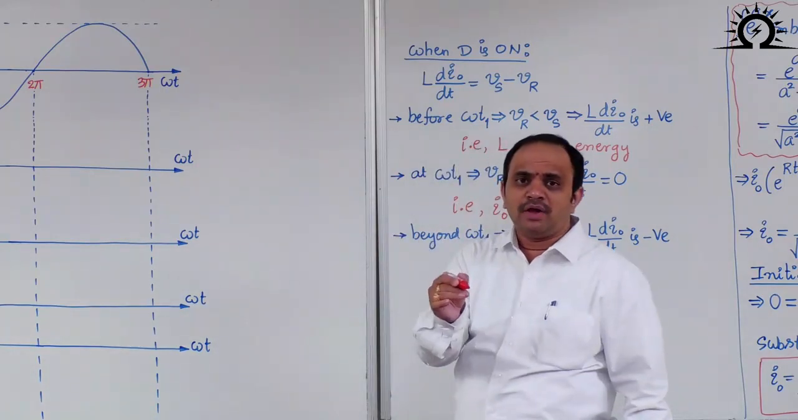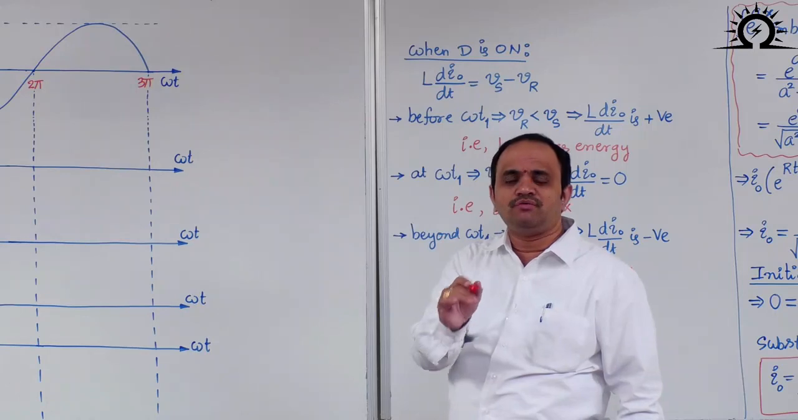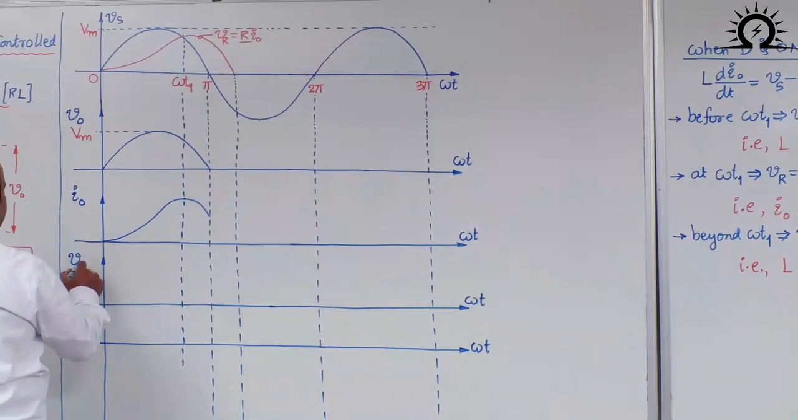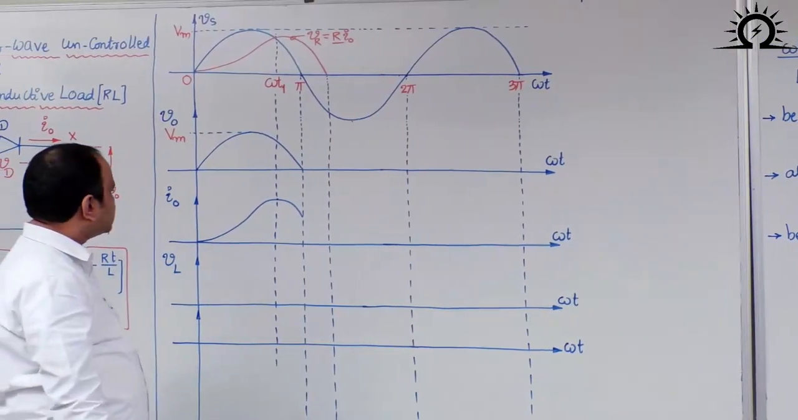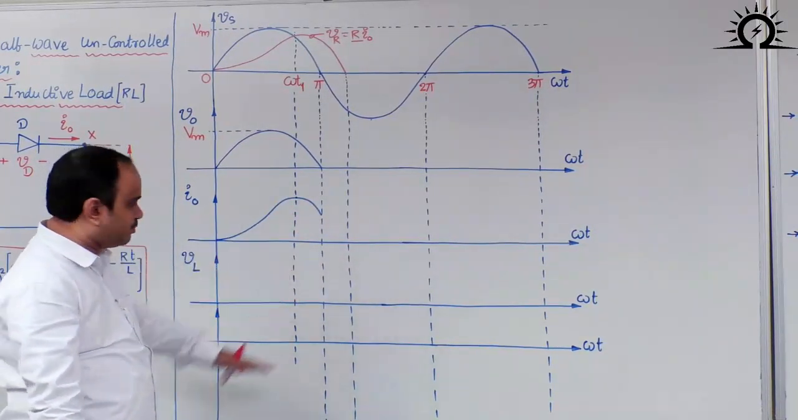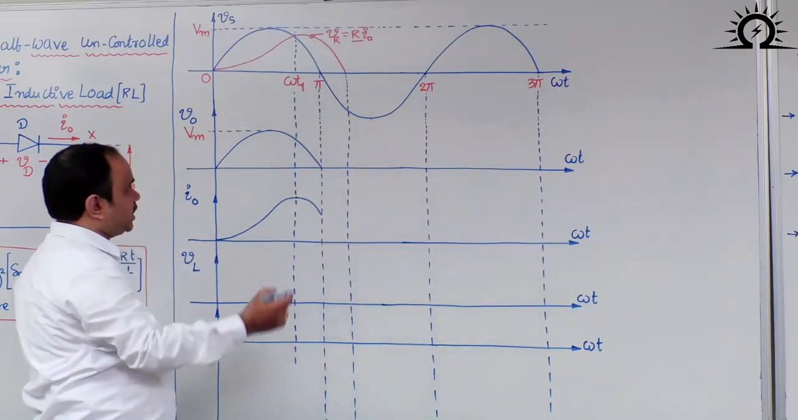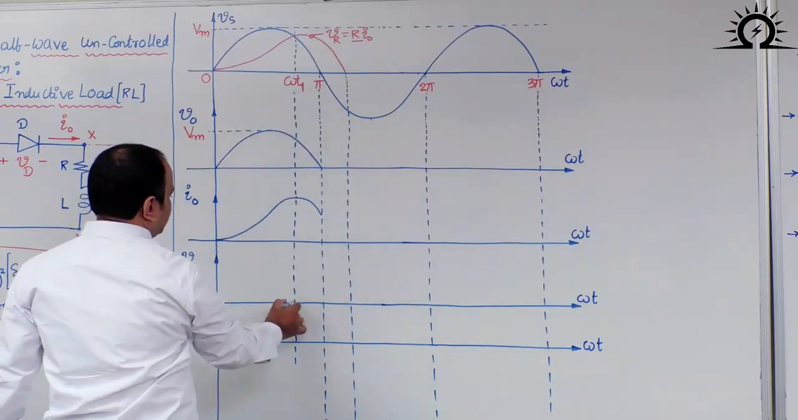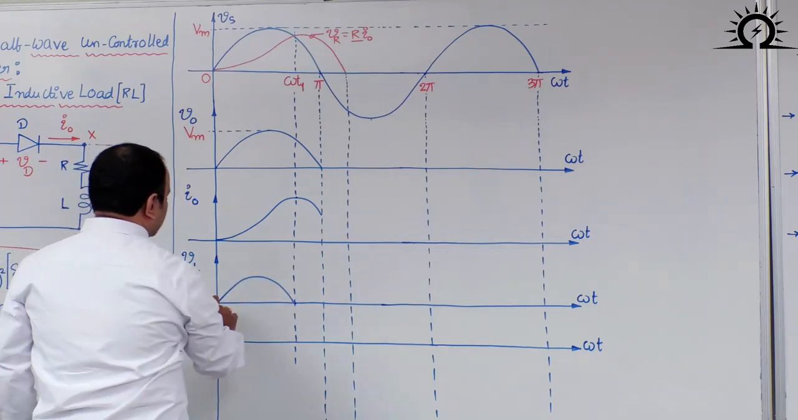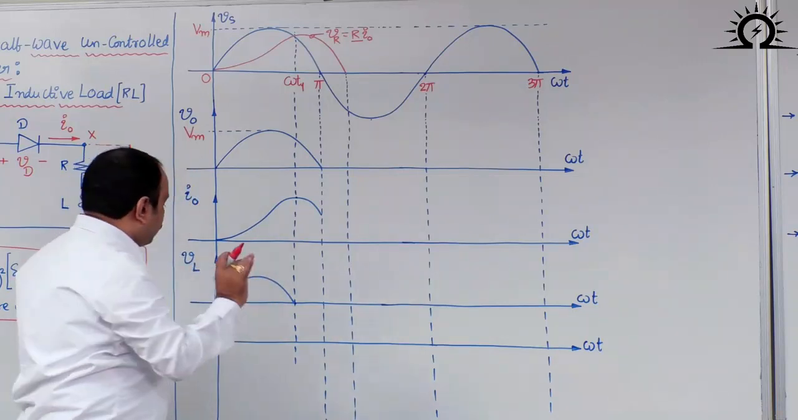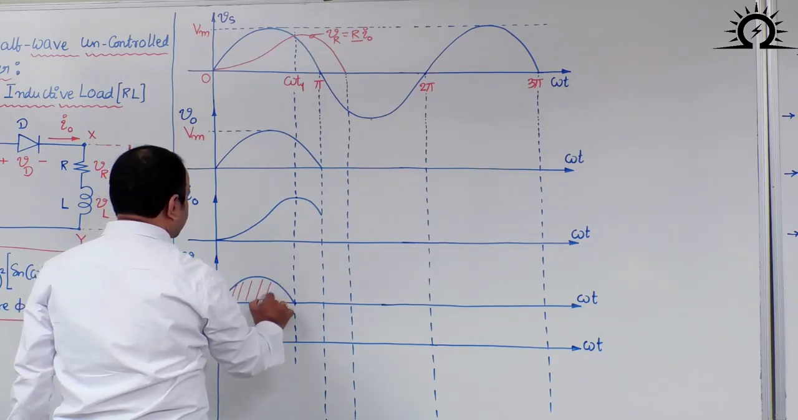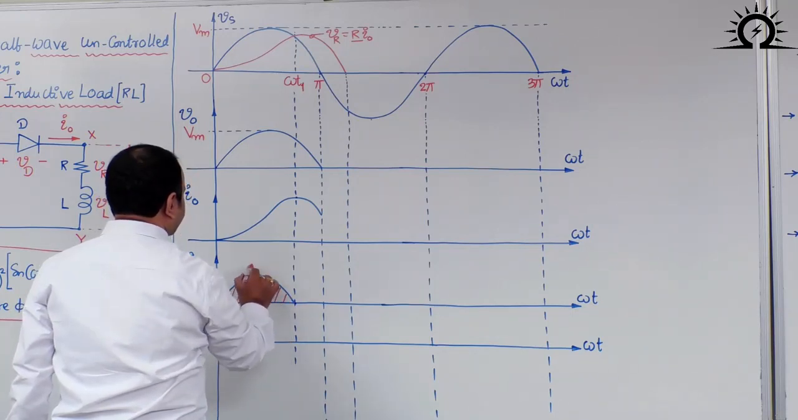In order to know where that current reaches 0, we should draw one more waveform, that is, the voltage across the inductor. Observe carefully. I stopped the I naught waveform at this point. There is a reason for that. I will tell you. So from this discussion, we concluded that up to omega t1, voltage across the inductor is positive. Here the waveform shape is not important. What is important for us is the area shown by this portion. Let me say this area is X.